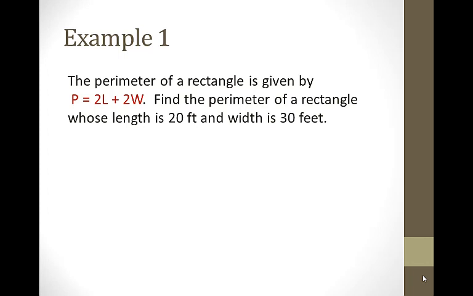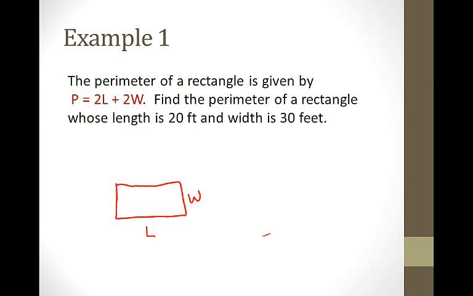So we saw some of these in class. The perimeter of a rectangle is given by 2L plus 2W. Find the perimeter of a rectangle whose length is 20 feet and the width is 30 feet. If it's possible, I usually try to draw out these little figures to make sure I understand exactly what's going on. So we can call this side the length, this side the width.